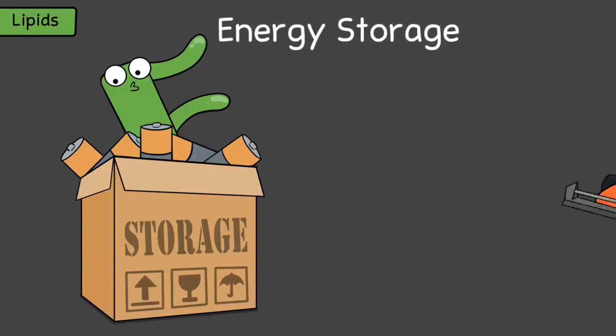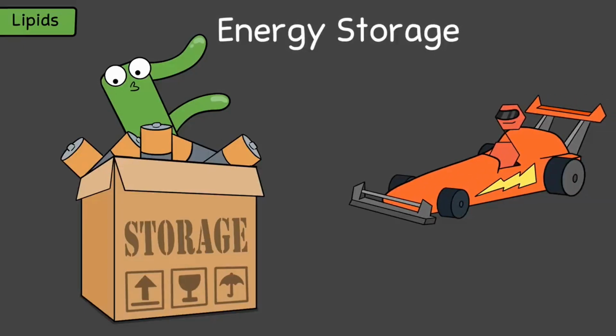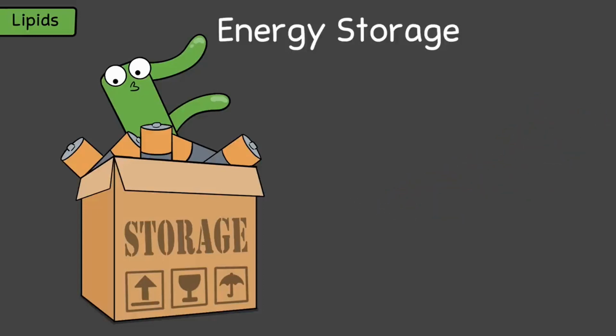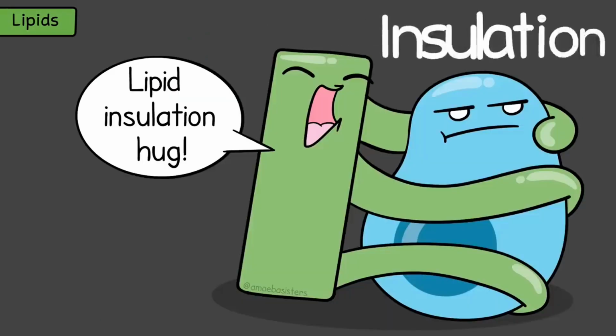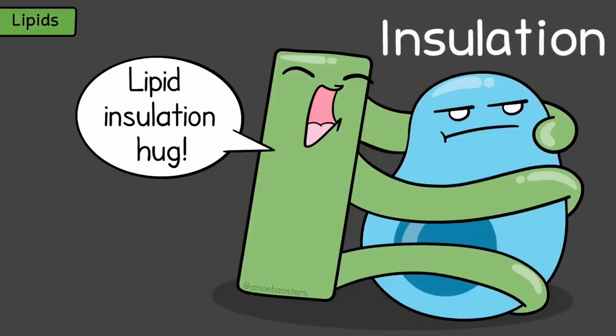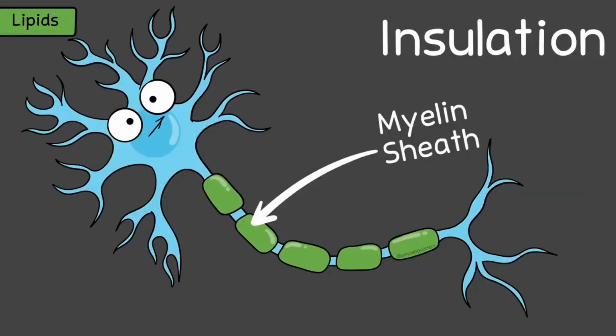You remember how we said carbohydrates were a fast source of energy, but when those carbs are used up, lipids have a function as long-term energy storage that an organism can use. Lipids are also very important for different types of insulation. The insulation may involve helping a cell carry an electrical impulse.